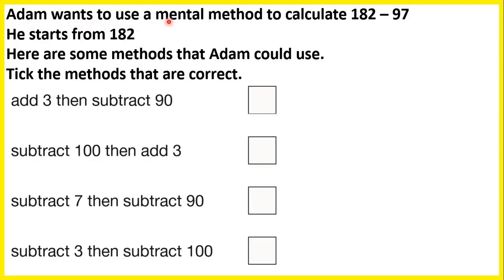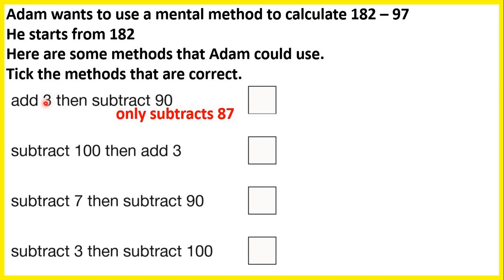Adam wants to use a mental method to calculate 182 minus 97. He starts from 182. Here are some methods that Adam could use. Tick the methods that are correct. So could he add 3, then subtract 90? Well, that wouldn't be the same as subtracting 97, because that only subtracts 87.